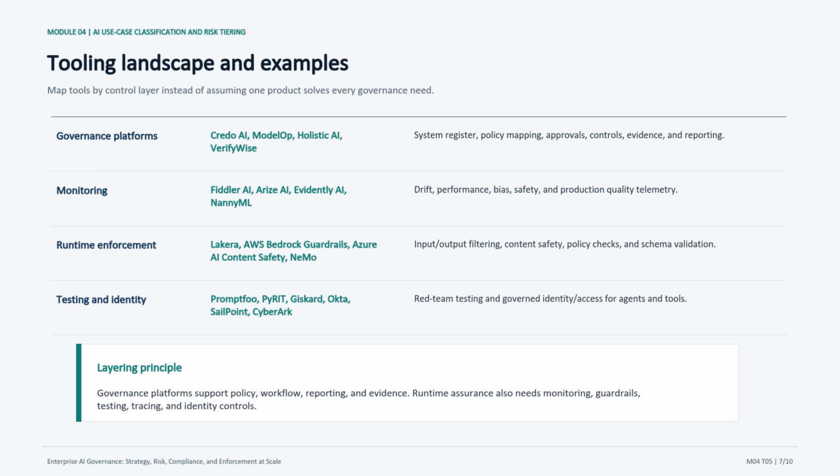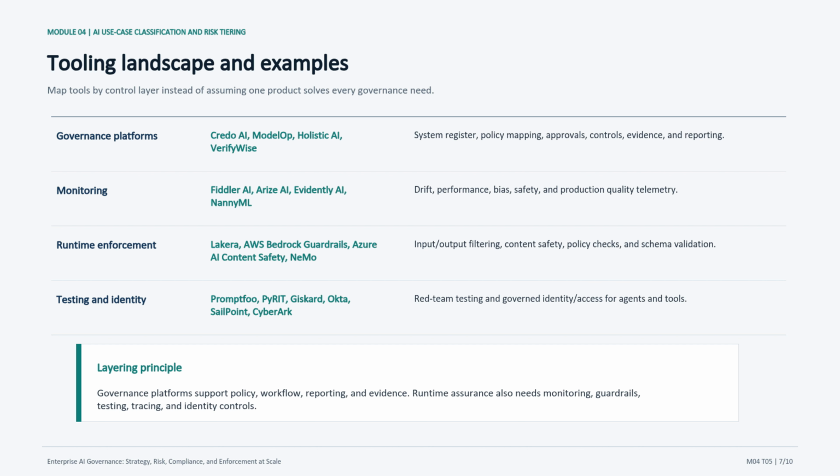Tooling is often where enterprise AI governance conversations get blurry, so I would frame this slide carefully. We are mapping tools by control layer, not shopping for a single magic product. For this topic, the main tool categories include governance platforms using Credo AI, ModelOp, Holistic AI, VerifyWise, monitoring using Fiddler AI, Arize AI, Evidently AI, NannyML, and runtime enforcement using Lakera, AWS Bedrock Guardrails, Azure AI Content Safety, NeMo. The point is to show how governance platforms, monitoring, guardrails, testing, tracing, and identity controls play different roles.